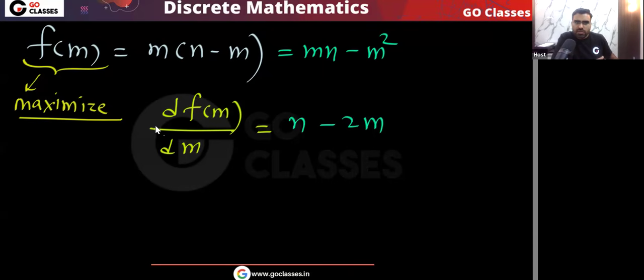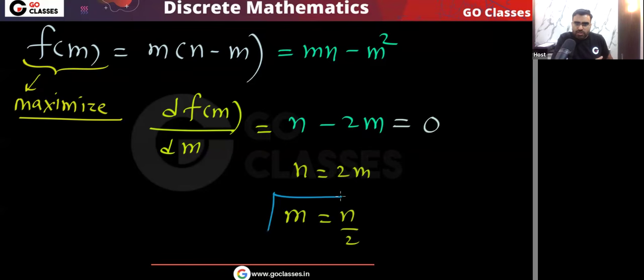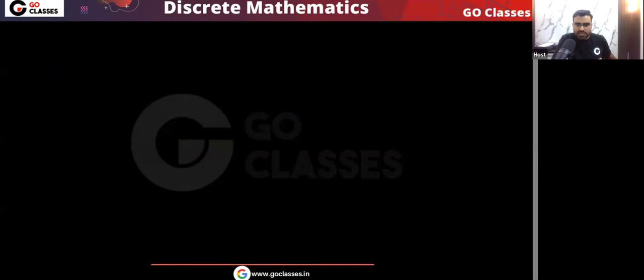Now what do we do to maximize this? We put it equal to 0. From here we got n equal to 2m, basically m is equal to n by 2. Are you getting my point? Let me know. So that's it. This value, m equal to n by 2, will maximize the number of edges in the bipartite graph on n vertices. Finally, we got this answer.